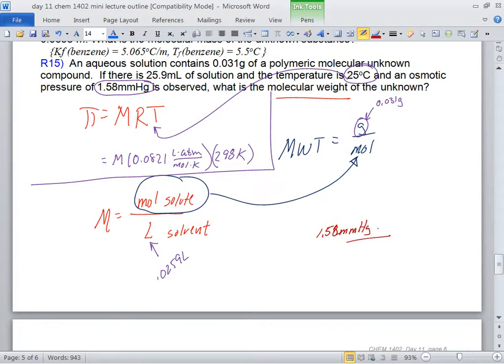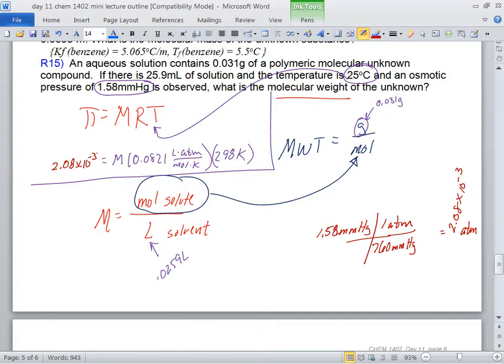So Cameron, how do I get millimeters of mercury into atmospheres? Yeah, there's 760 millimeters of mercury. Again, if you're not sure, you just look at the cheat sheet. What atmosphere equals 760 millimeters of mercury? And he said divide, otherwise the millimeters won't cancel. About 2.08 times 10 to the negative 3. So that's what has to go over here for your osmotic pressure.